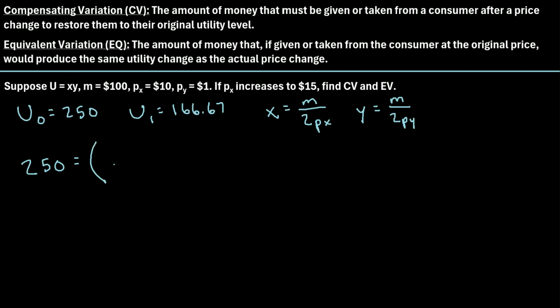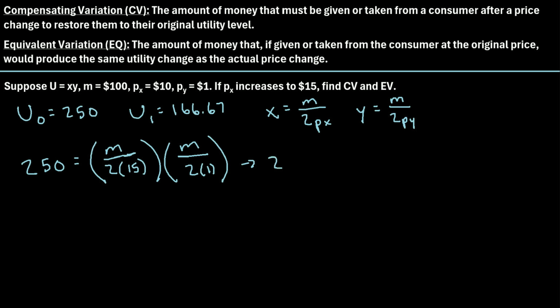So we'll say x times y. So we'll have m times 2 times the price of x, which now is 15. So this is after the price change. And we're multiplying that by m times 2 times the price of y. So the price of y has stayed $1 this whole time. So we're just going to have m divided by 2 times 1. So now we'll be able to solve for m.